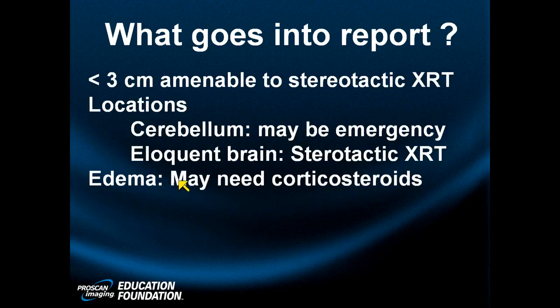What else goes into your report? Size. Lesions that are less than 3 centimeters are amenable to stereotactic radiation. Lesions bigger than that, not so much, and not so much for the gamma knife. Locations. Posterior fossa, emergency. You cannot sit for 3 days discussing, debating the etiology of a posterior fossa lesion. Phone call while you're sitting there. We already talked about eloquent brain.